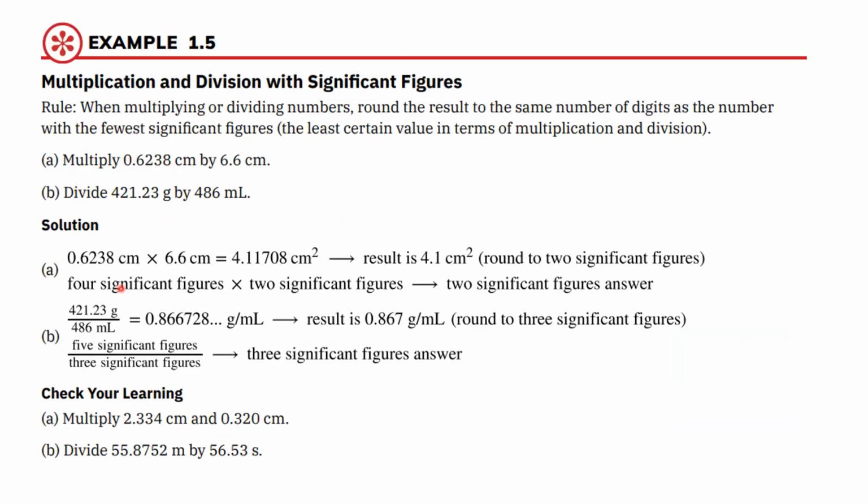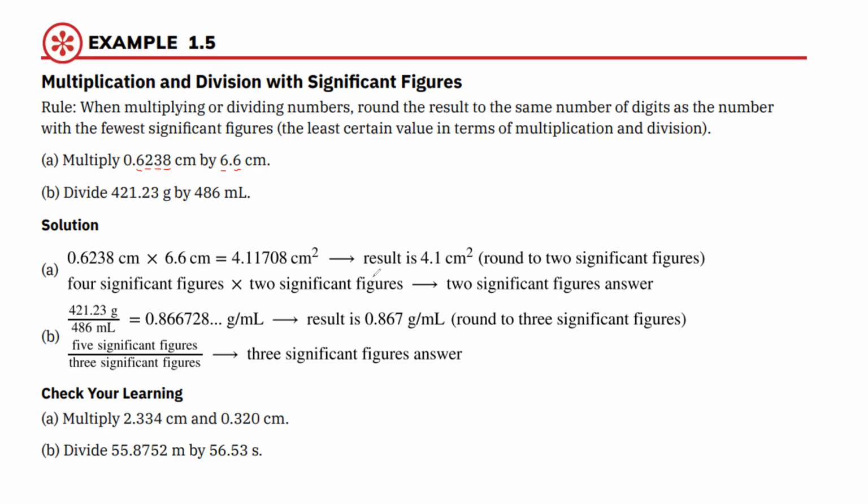Okay, so if we look at these ones, and again, we have the rule at the top there, but with letter A, multiply 0.6238 centimeters by 6.6 centimeters. If we think about how many sig figs are in those values before we even do the operation itself, we've got 1, 2, 3, 4 in that first value, but we've only got 2 in the second.